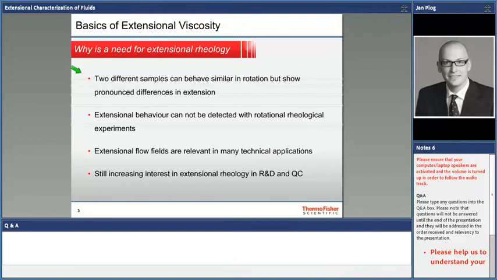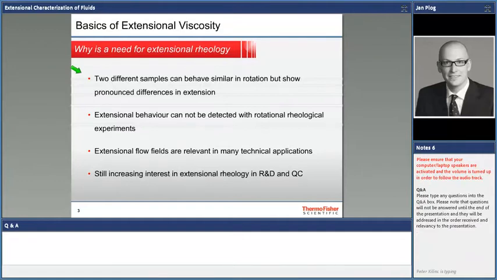So why is there a need for extensional rheology at all? Some of you might know already, when you work with extensional rheology, that samples that can behave very, very similar in rotation as well as in oscillatory shear flow can still show pronounced differences in your everyday processes, in your everyday applications that your products, that your formulations will face. And I will show you that those differences derive mainly from the extensional behavior.